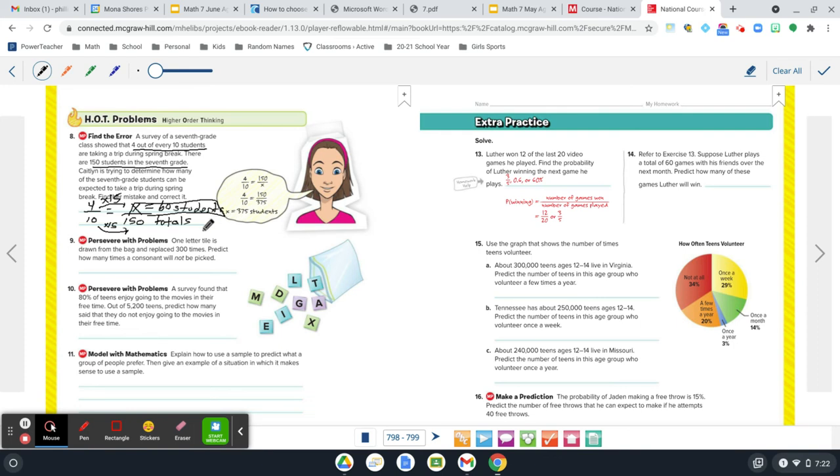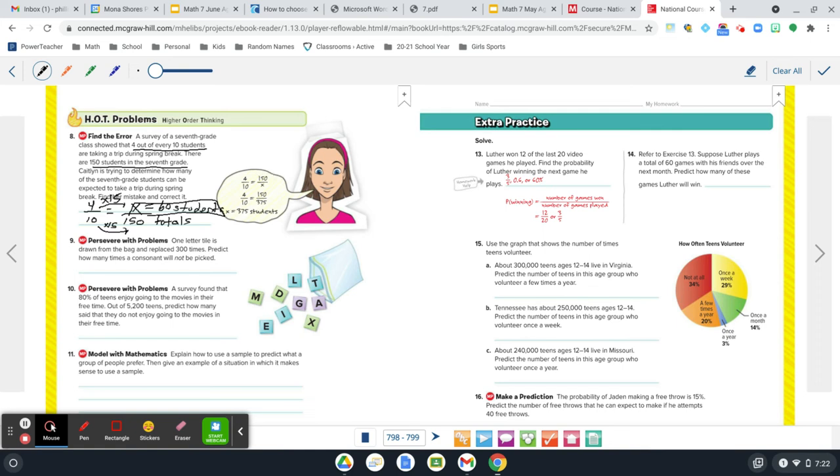So we look at the first initial survey, the sample, we use that to then predict based on a larger population, and you can get an idea by predicting how many will go. Okay, so her error basically again was that second fraction was just set up incorrectly. Those totals have to go in the denominator. So that's what we worked through on Friday.